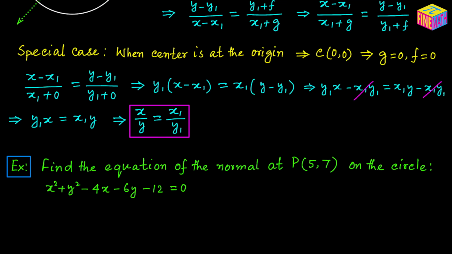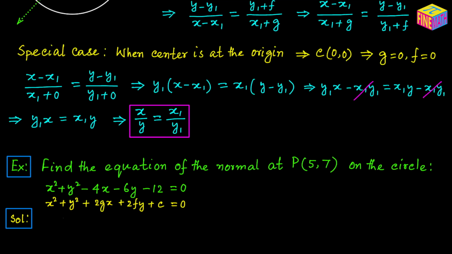It says find the equation of the normal at point P whose coordinates are (5, 7) on the circle x squared plus y squared minus 4x minus 6y minus 12 equals 0. So let's get started with the solution. Now if we compare the equation of the given circle with the general equation of a circle, we know the general equation kind of looks like this.